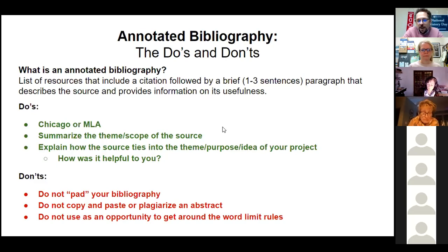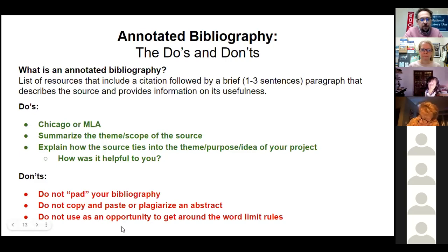Be sure to summarize the theme and the scope of the source. So be sure to include everything that I just said: how it's being interpreted, why it's being used, and where it can be found. And explain how that source ties into the purpose, the idea, or the theme of your project, or the thesis of your project, and how it's helpful to you. So that could be broken down in 3 sentences right there. If you can explain how it goes back to your main argument, that is also an important thing to remember.